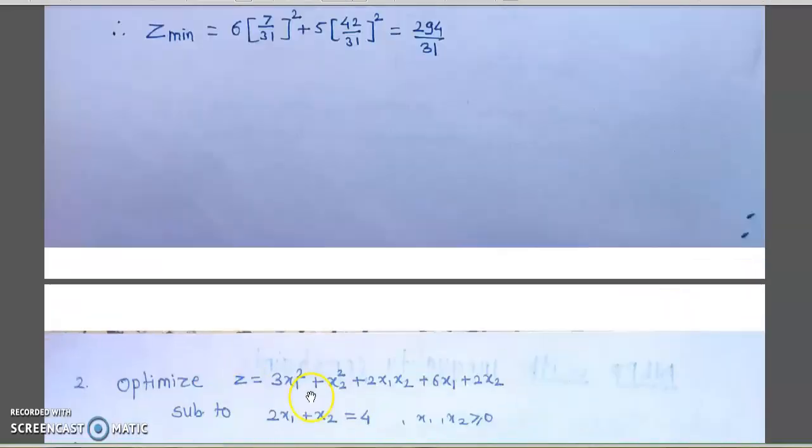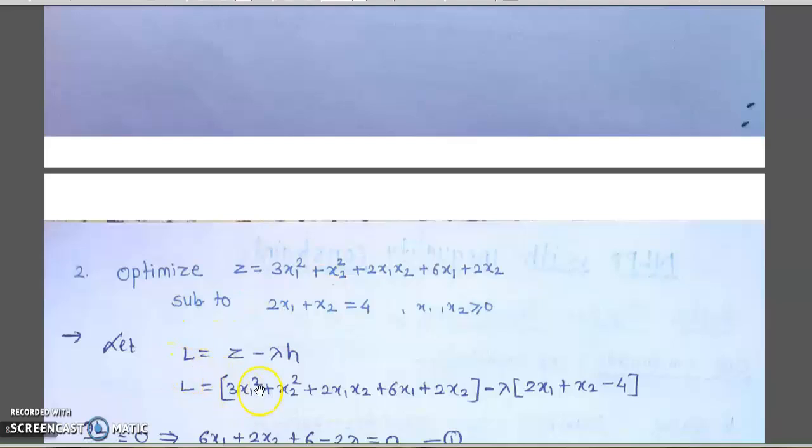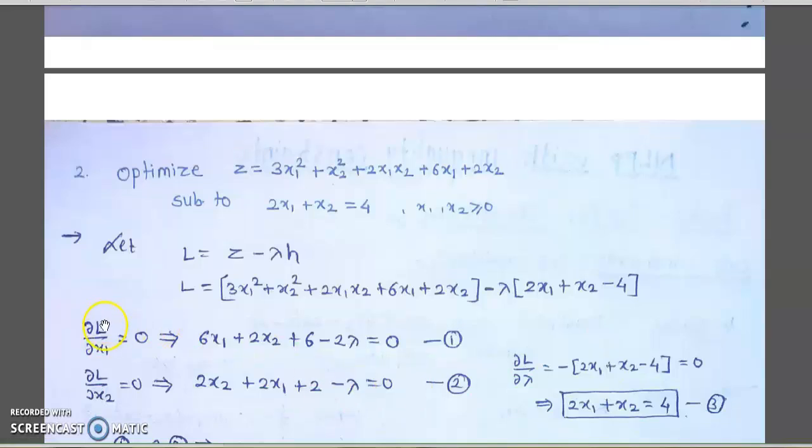Optimize z equal to 3x1 square plus x2 plus 2x1 x2 plus 6x1 plus 2x2 subject to the condition. This is the equality constraint. So this is the value of h and this is the z. Using this, we have L as z minus lambda h. Therefore, if we differentiate L with respect to x1, we get 6x1 plus 0 plus 2x2 plus 6 plus 0 and minus 2 lambda x1. If we differentiate with respect to x1, we get only minus 2 lambda here equal to 0. All other terms are constant with respect to x1.